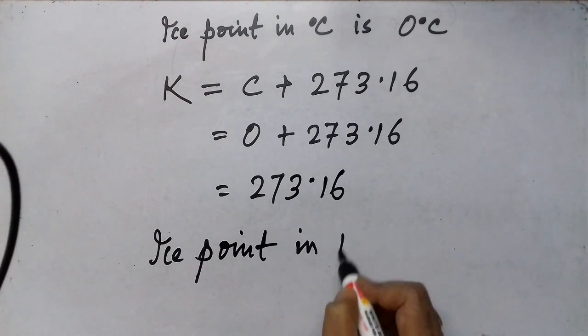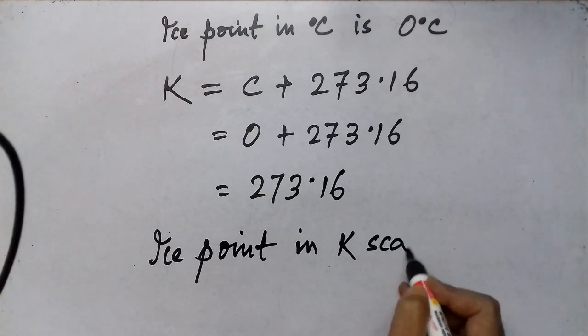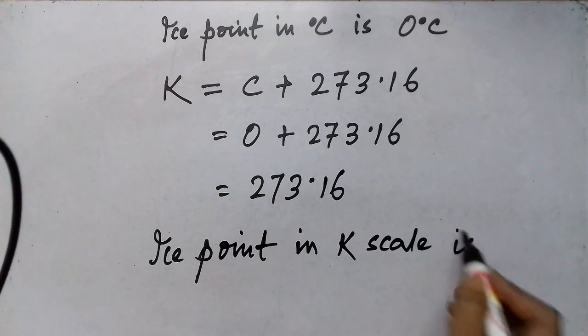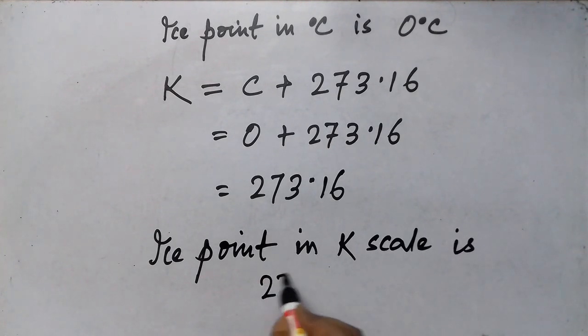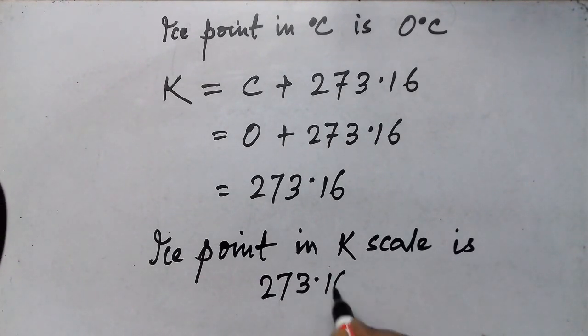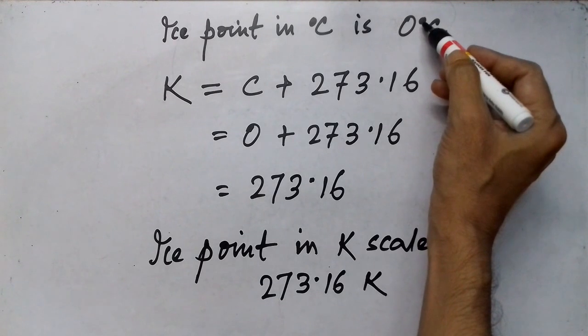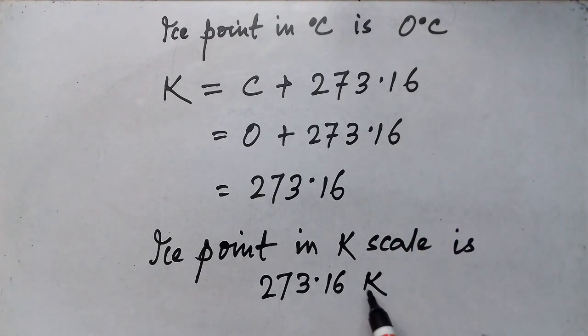So we can write ice point in Kelvin scale is 273.16 Kelvin. Never write degree Kelvin. Unlike we write degree Celsius, we will not write degree before Kelvin.